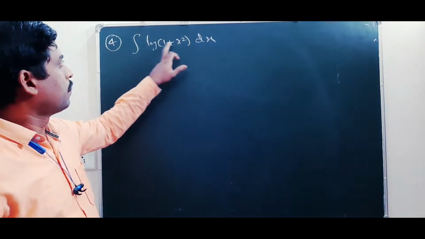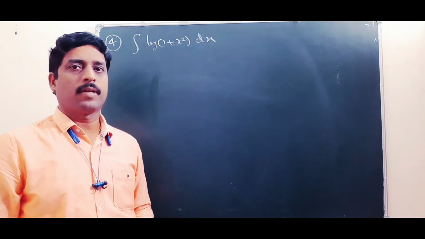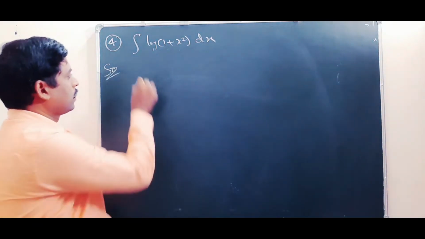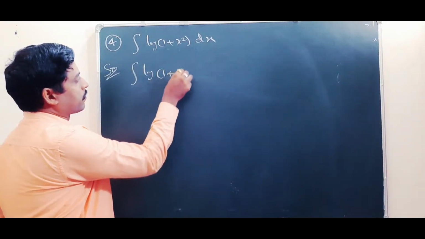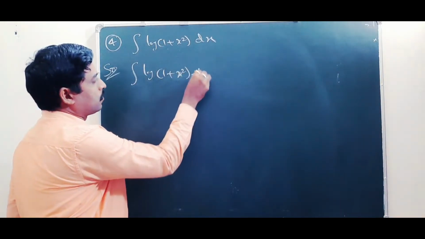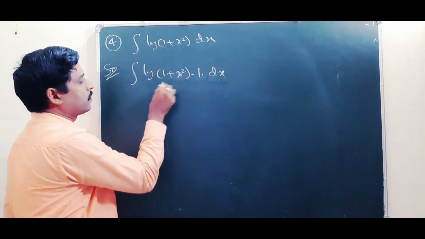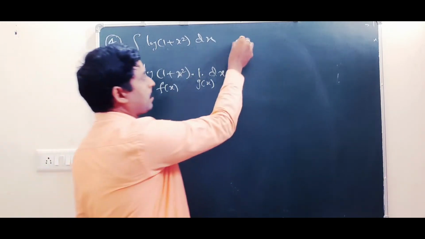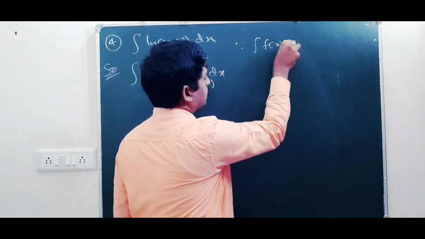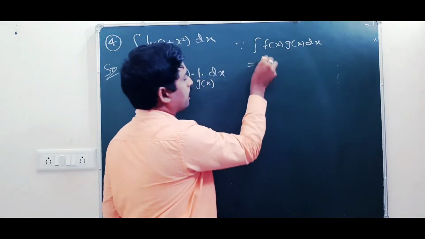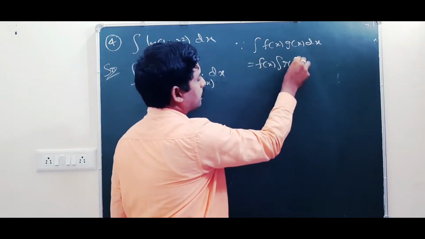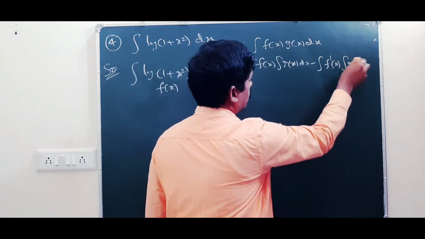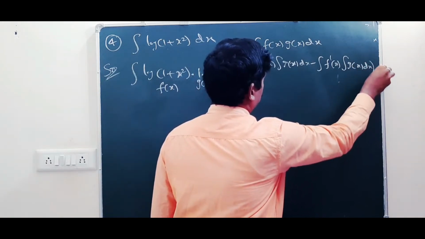So integral log of 1 plus x square into dx. Okay. So in this statement, only one function is given. Log of 1 plus x square. So let us take the second function as 1. So let us take first function f of x, second function g of x equal to 1. So what is the integral by parts formula? Integral f of x into g of x dx equal to first function into integration of second function minus differentiation of first function into integration of second function, whole dx.